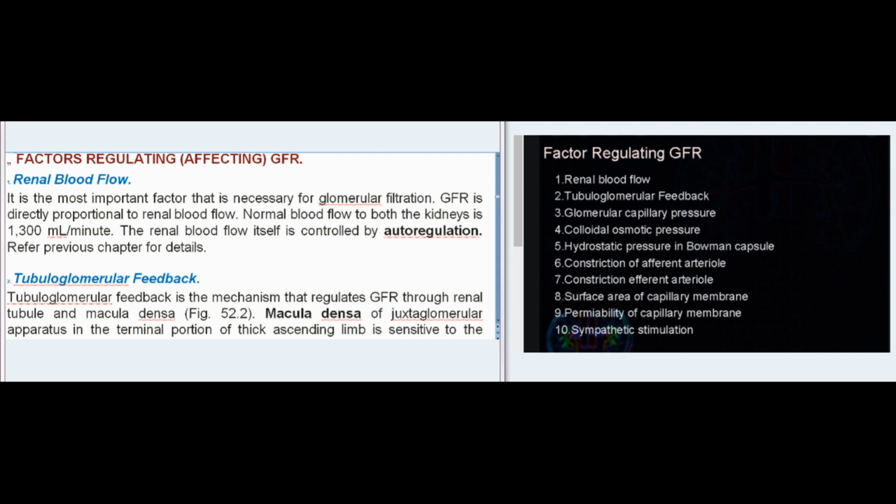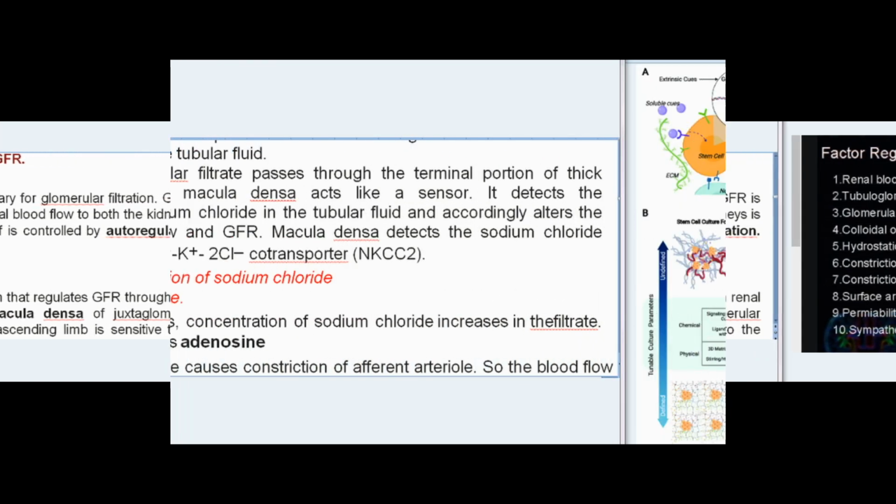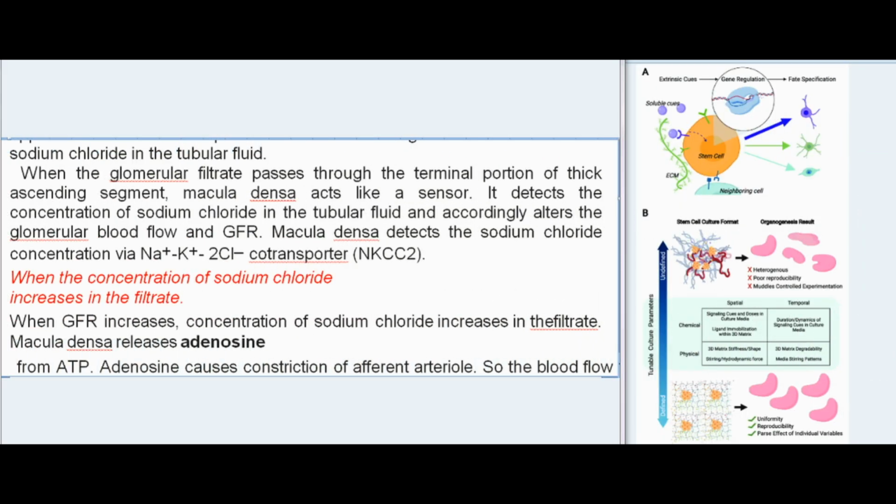Tubuloglomerular feedback. Tubuloglomerular feedback is the mechanism that regulates GFR through the renal tubule and macula densa, Fig 52.2. Macula densa of the juxtaglomerular apparatus in the terminal portion of the thick ascending limb is sensitive to the sodium chloride in the tubular fluid. When the glomerular filtrate passes through the terminal portion of the thick ascending segment, macula densa acts like a sensor. It detects the concentration of sodium chloride in the tubular fluid and accordingly alters the glomerular blood flow and GFR. Macula densa detects the sodium chloride concentration via the Na+ K+ 2Cl- cotransporter, NKCC2.